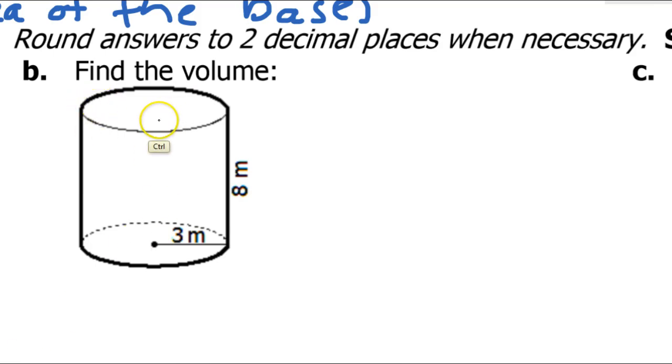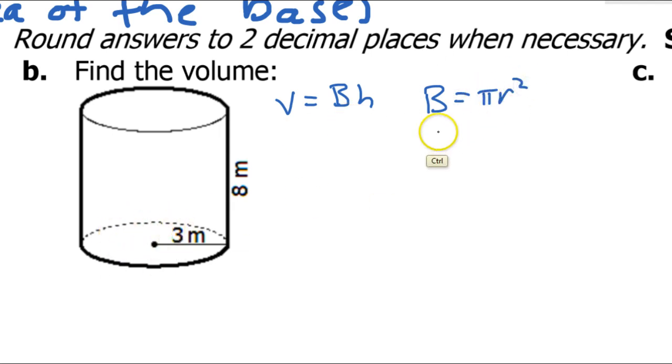So problem B is clearly a cylinder. So we're going to use the formula that says area of the base times the height. So first we need to find the area of the base. The base is this circle. The area of a circle is pi r squared. So that means the area of the base is pi times 3 squared. So the area of the base is 9 pi.